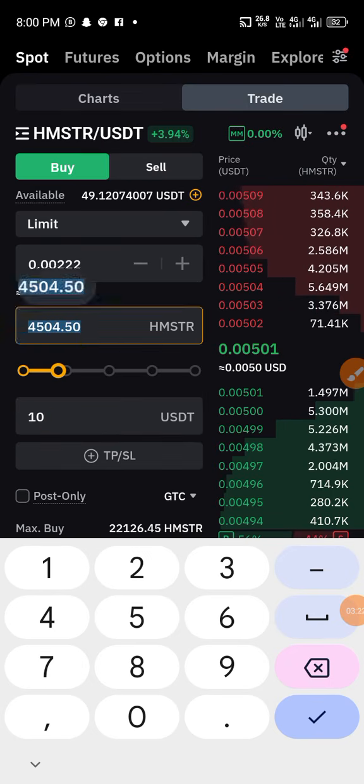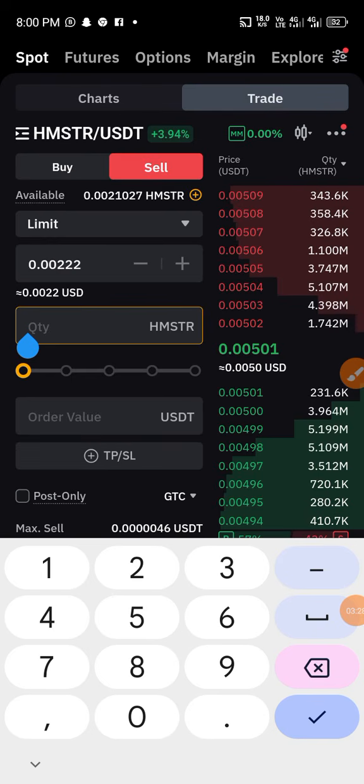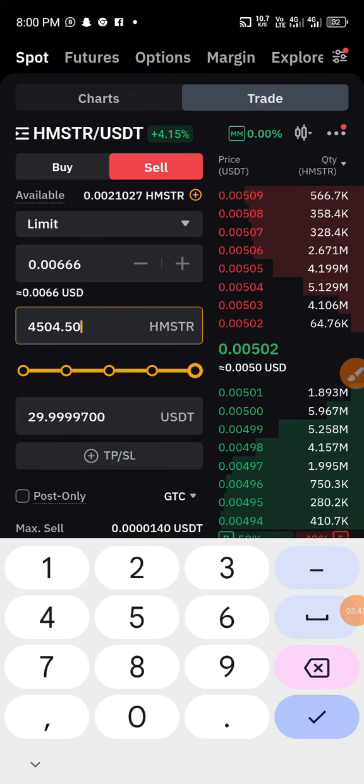Come to this place to copy your volume of Hamster. Okay, I've copied your volume of Hamster. So let's come back to this place to sell. Now let's say we're selling at 66, that was its highest in the last few hours. Paste your quantity here. What have you gotten? You have gotten over three times your USDT.